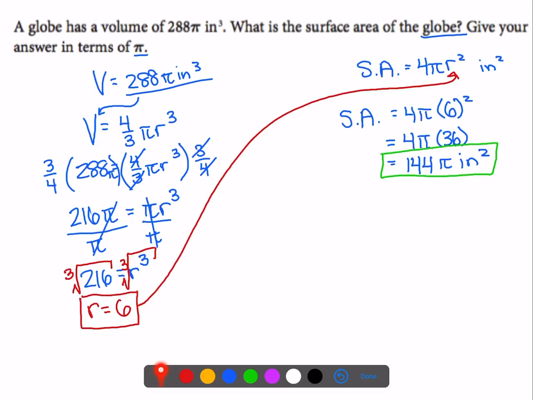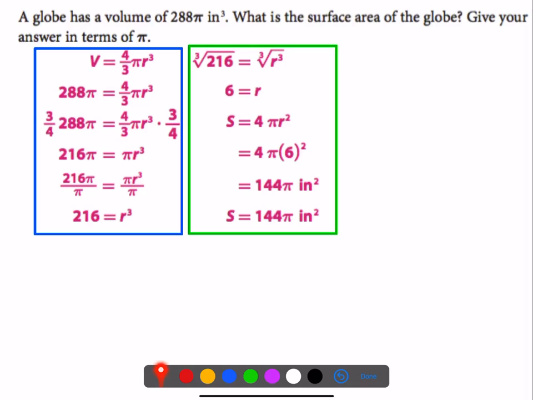Now, we're leaving our answer in terms of pi, so that's why I'm not multiplying by the pi at the end. So this is my answer. All I need to enter in is 144 on the computer. Because again, we're not multiplying by pi or anything like that. All right. Here's the work. Go ahead and take a look at it if you need to.